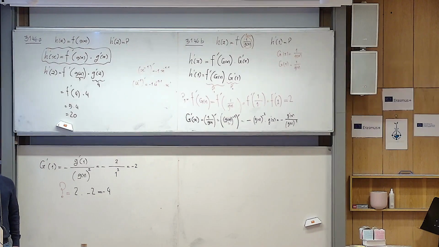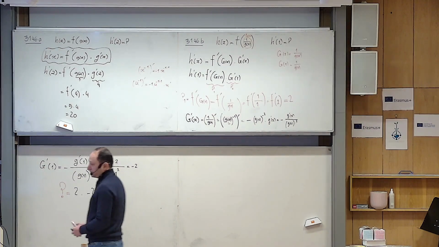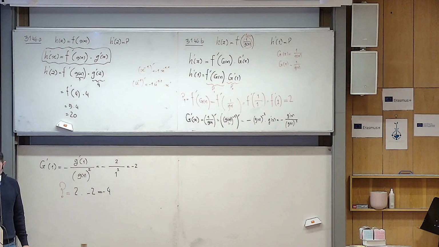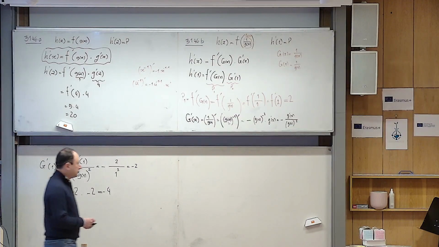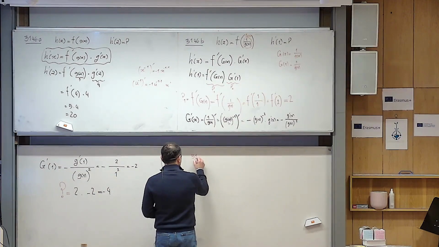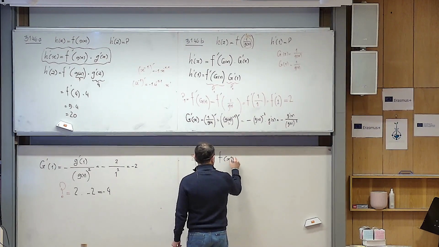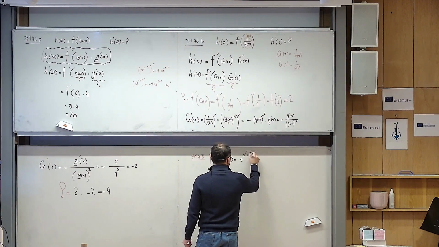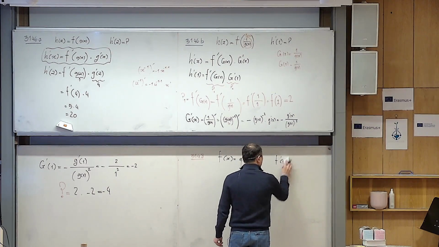So, what we are supposed to do is differentiate this function. The function is given, so what was the problem? Let me go back to the problem here. The problem is, a function is given, you are supposed to calculate f prime of 1. This is a very standard problem, yes? So let me write it down here. Problem 3148. The function is given to be f of x equals e to the power of square root of x squared plus 1. Then you are supposed to find f prime of 1.